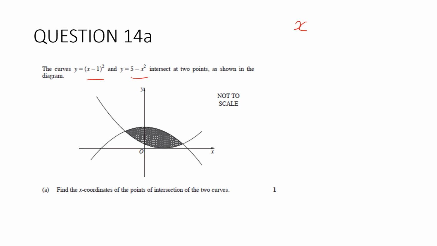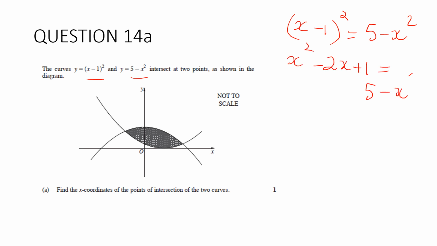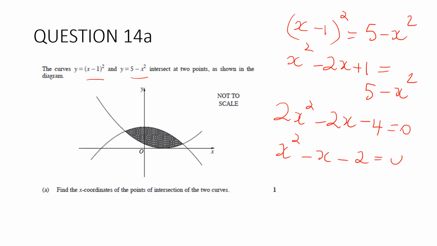So (x minus 1) all squared is equal to 5 minus x squared. x squared minus 2x plus 1 is equal to 5 minus x squared. 2x squared minus 2x minus 4 is equal to 0. Divide everything by 2. x squared minus x minus 2 is equal to 0. Factorise.